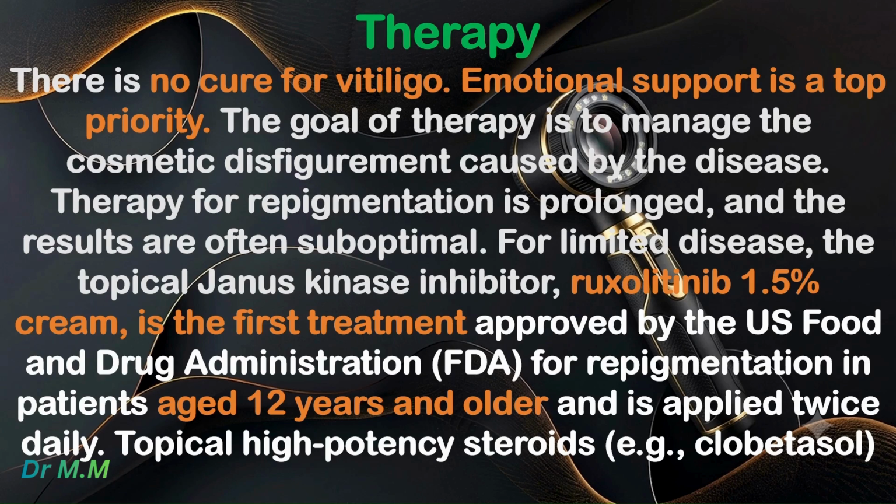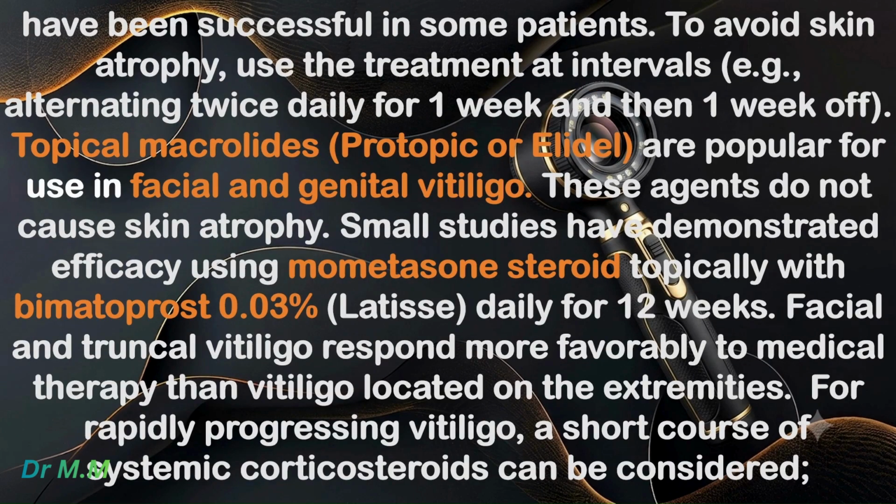Topical high-potency steroids, for example clobetasol, have been successful in some patients. To avoid skin atrophy, use the treatment at intervals, for example alternating twice daily for 1 week and then 1 week off. Topical macrolides, Protopic or Elidel, are popular for use in facial and genital vitiligo. These agents do not cause skin atrophy. Small studies have demonstrated efficacy using mometasone steroid topically with bimatoprost 0.03%, Latisse, daily for 12 weeks. Facial and truncal vitiligo respond more favorably to medical therapy than vitiligo located on the extremities.